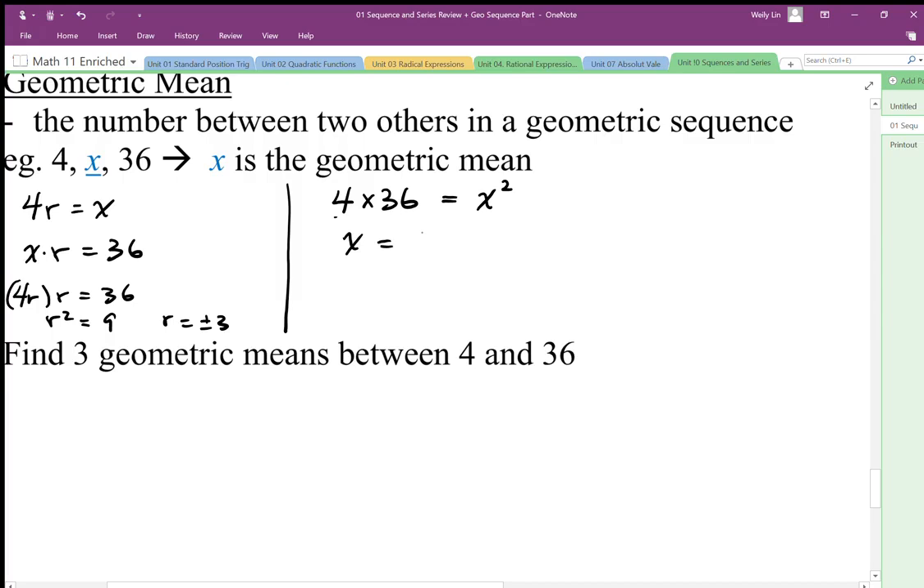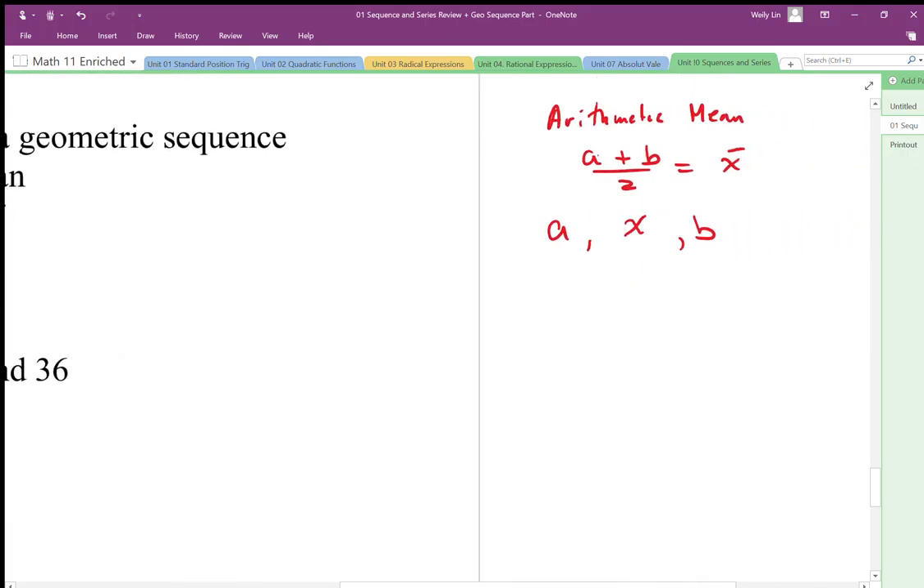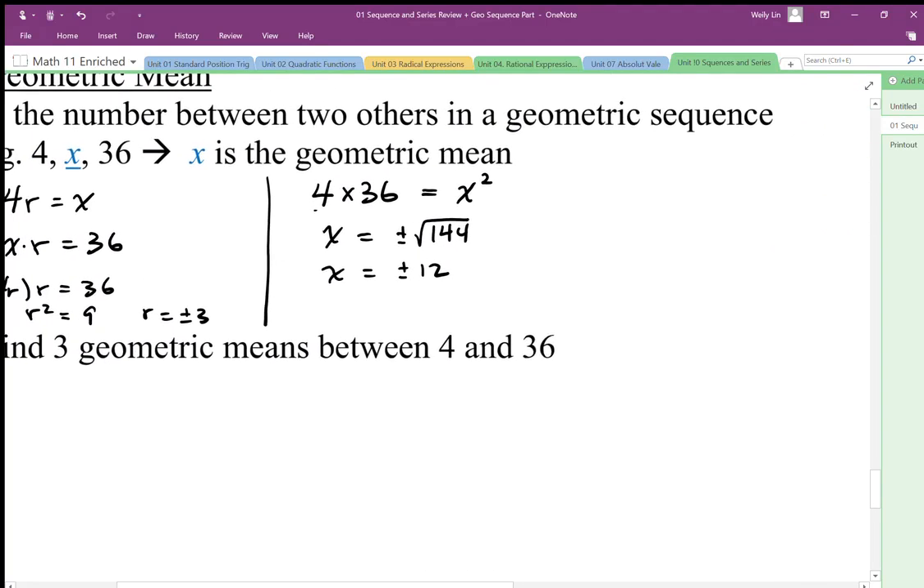So x then is equal to plus or minus the square root of, if I multiply these together, 144. So I end up with plus or minus 12, and that's what I got here. If my common ratio was 3, I would end up with plus or minus 12. So x is a geometric mean. And I can find it by multiplying the outsides and rooting to find the middle, just like I added the outsides and divided to get the middle. So it's a similar idea.